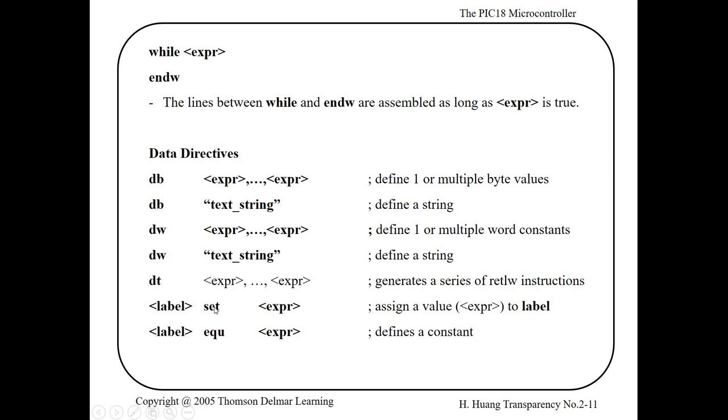Now, when do we use set and when do we use EQU? For set, you use it to assign a label to an address, whereas EQU you use to define a constant. So you equate it to a value. Let's see an example.